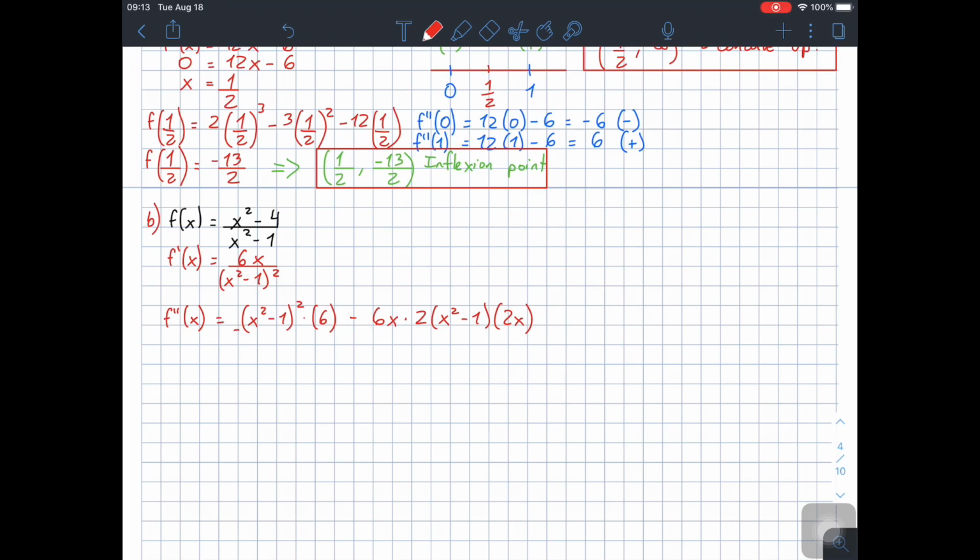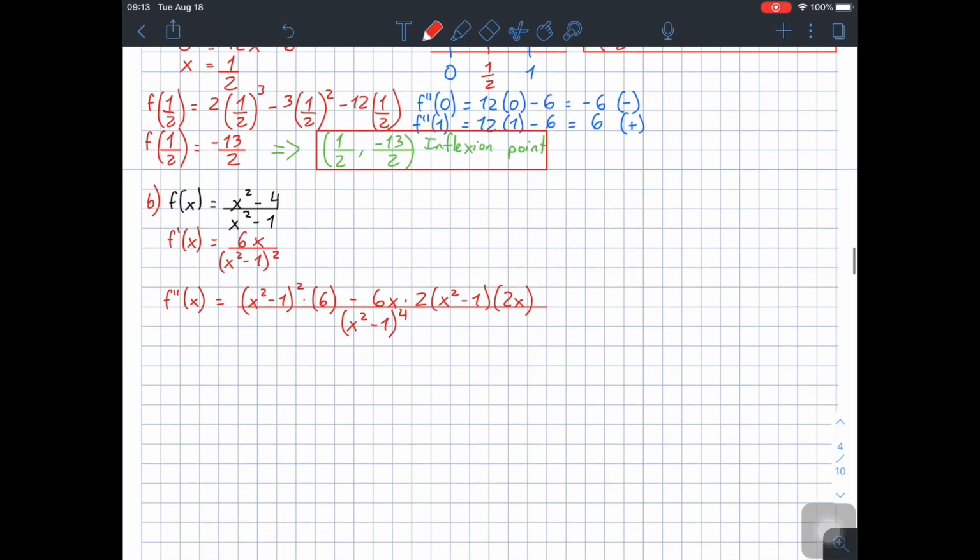And this is all being divided by the denominator, or v squared. So x squared minus 1 to the 4th power would be, right? Because squared and squared again is to the 4th power. So if we simplify this, let's work with this a little bit.